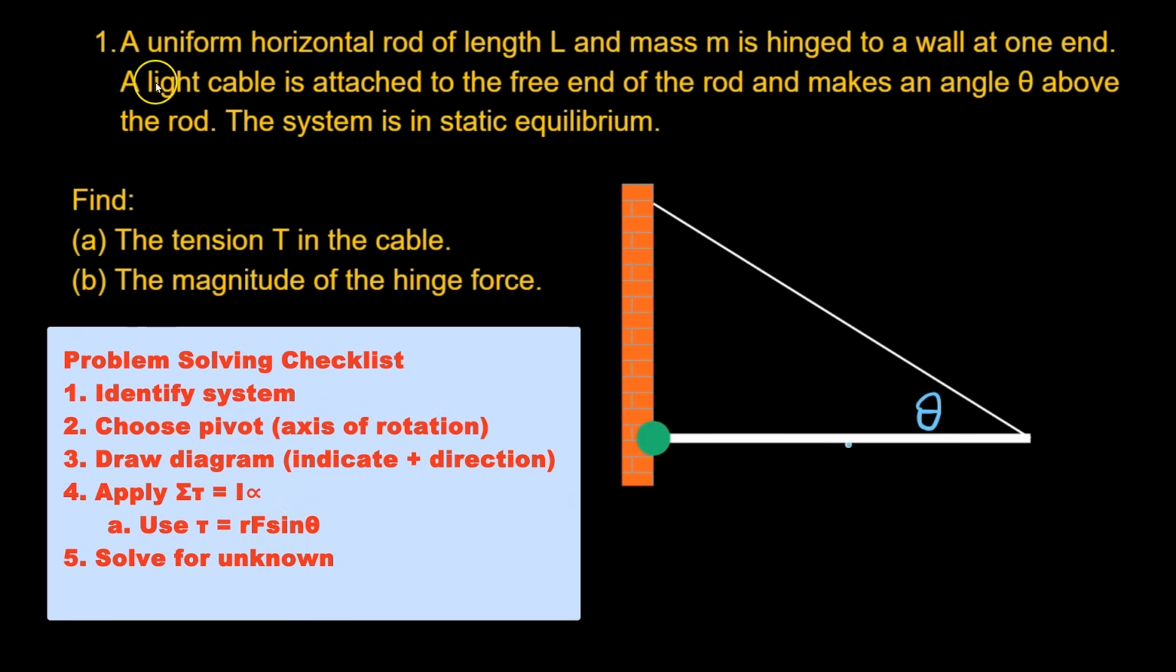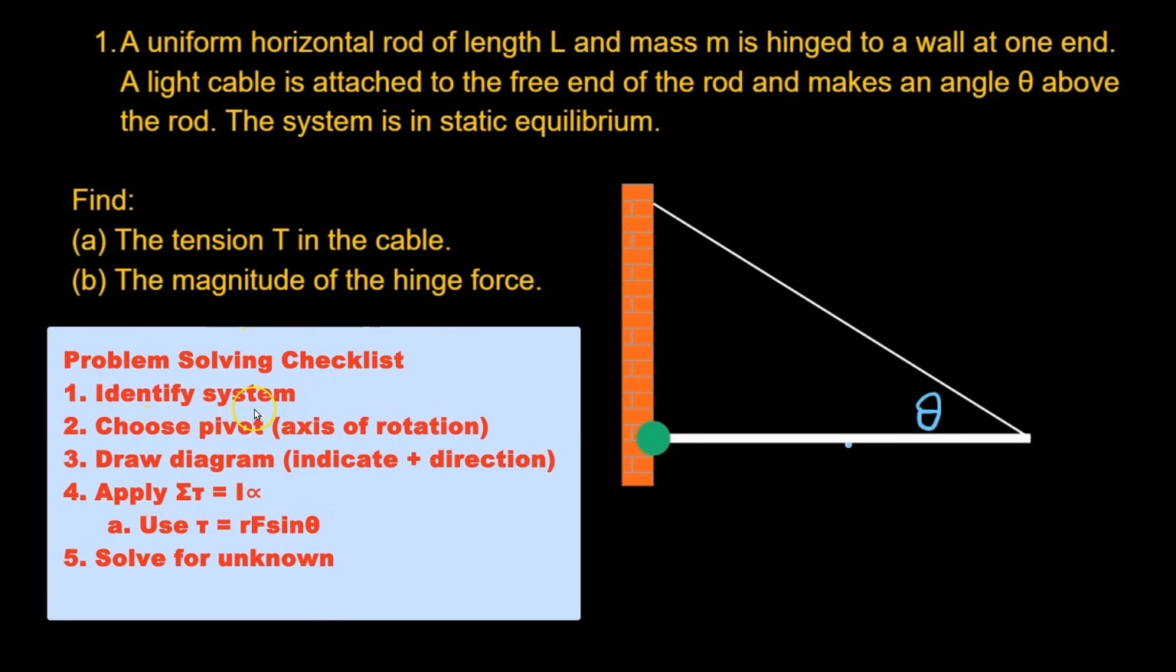Question 1. A uniform horizontal rod of length L and mass M is hinged to a wall at one end. A light cable is attached to the free end of the rod and makes an angle theta above the rod. The system is in static equilibrium. Find the tension in the cable. Find the magnitude of the hinge force.